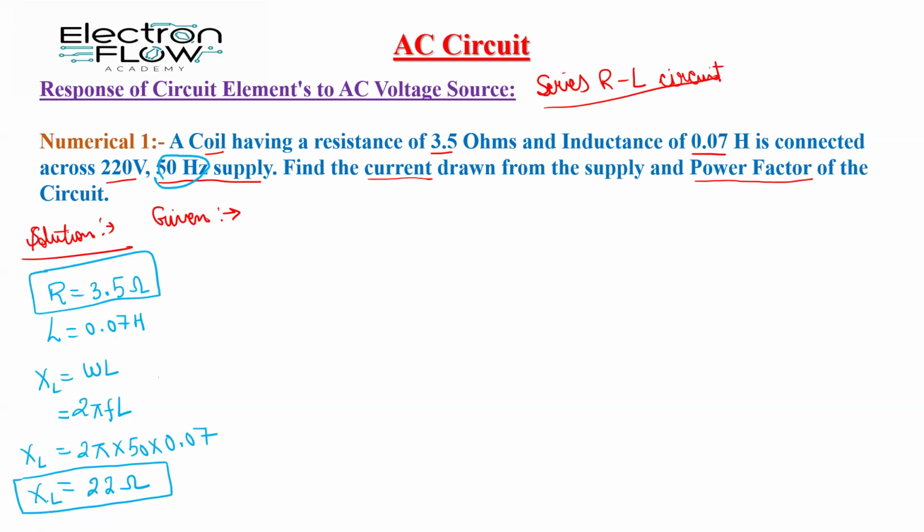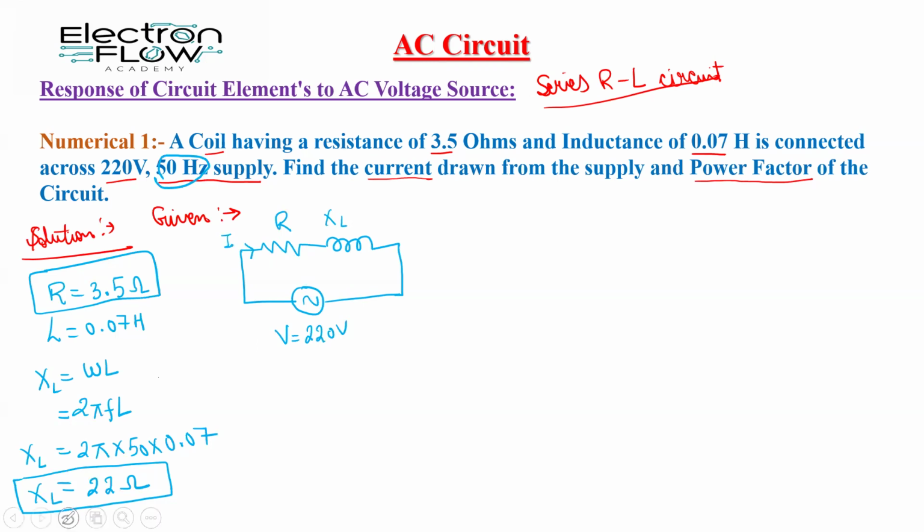As per the question, if I draw the diagram, we have the resistance connected in series with the inductor. This is our resistance and this is our XL, connected across the AC voltage source, whose voltage is equal to 220 volts, and we have to calculate the current I.